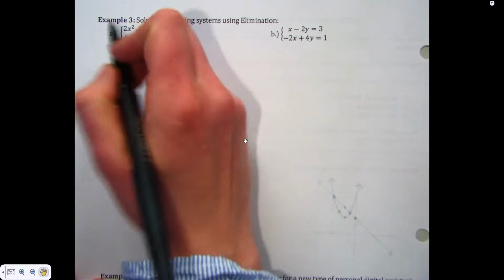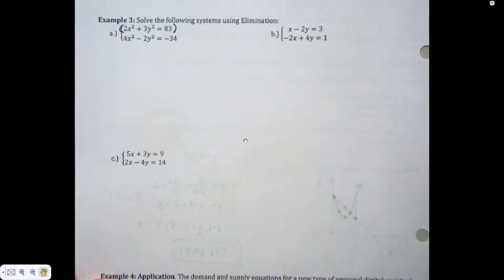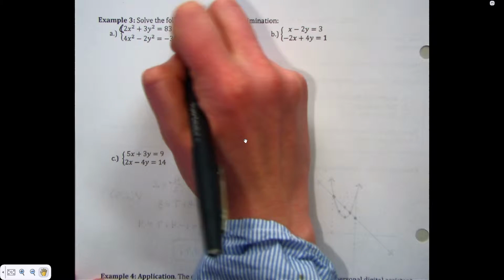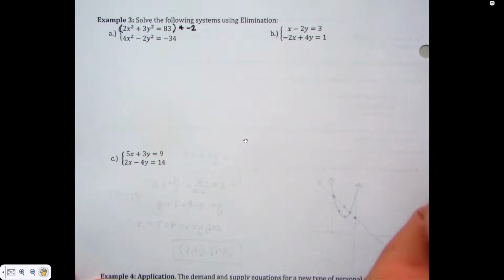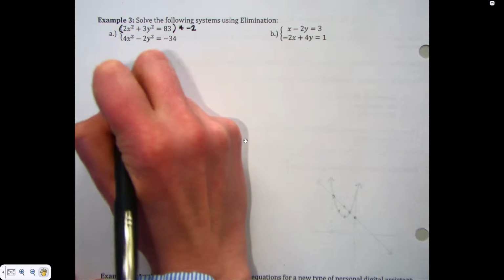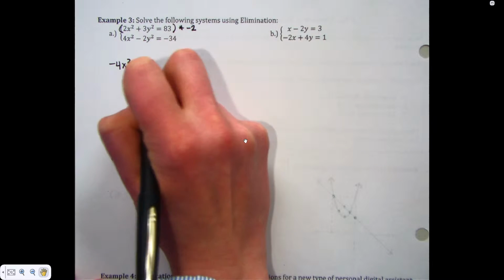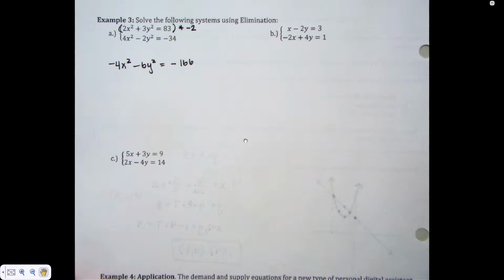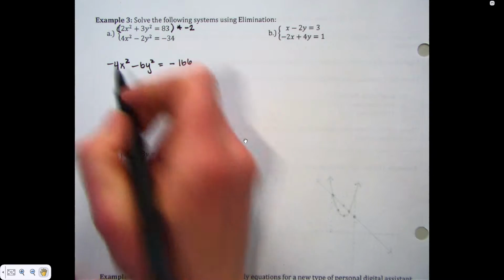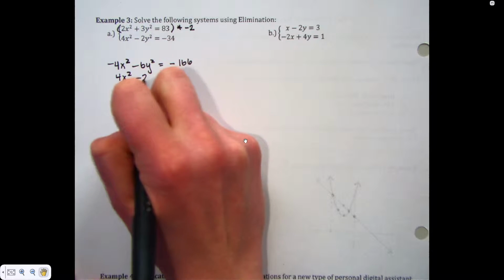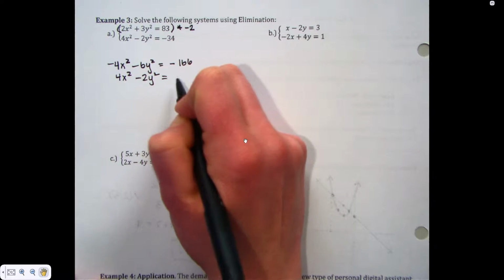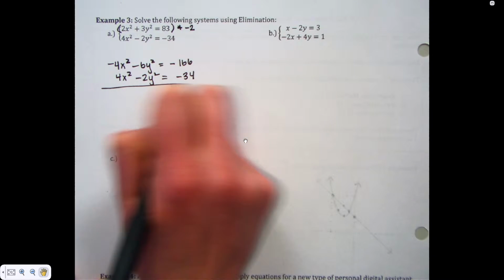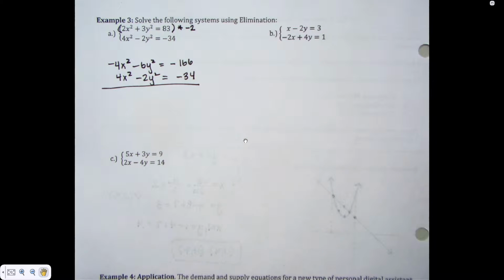I am going to select to cancel out my x values because I can quickly and easily turn a 2 into a -4. I'm going to do that by multiplying by -2. So that equation would read -4x squared minus 6y squared, and let's see, -166. On the bottom, let's just recopy. We're not editing that one at all. If I had chosen to cancel out the y's, I would have had to edit both equations, which is why I chose just to work with the x's.